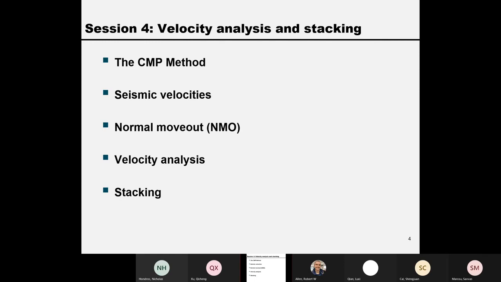For stacking, one of our technologies is NMO, normal move-out correction. Normal move-out is a concept very important for stacking and velocity analysis. Actually, NMO is one of the tools for velocity analysis. After NMO correction, we end up stacking to get a stack section. So we'll talk about the details and issues in stacking. These are the five parts we are going to discuss today.